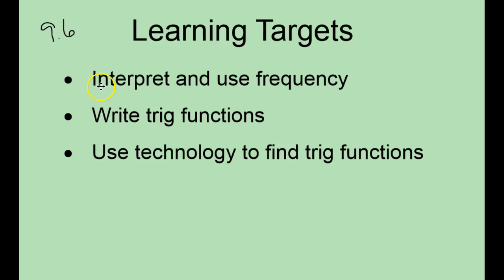Now we're going to look at our learning targets again. First, we looked at and used frequency and what frequency means. Then we looked at writing trig functions. And then our third one, which we're going to do most often, we used some technology to find those trig functions. We have to input our data, and then we can use our regression features to help us write the equations. Now that we've worked through all of these learning targets, go ahead and work on your homework for 9.6.